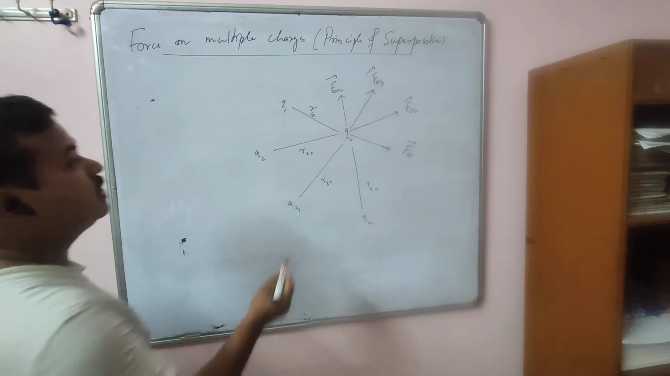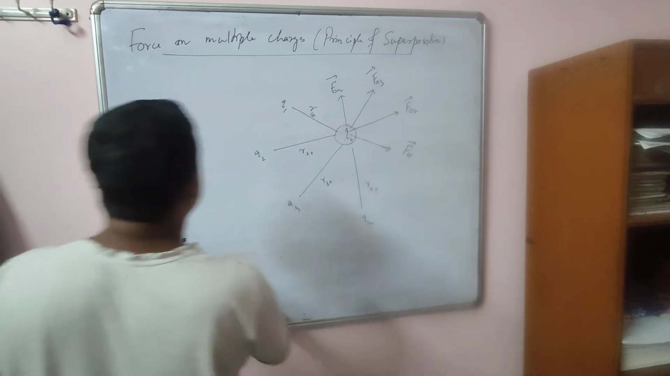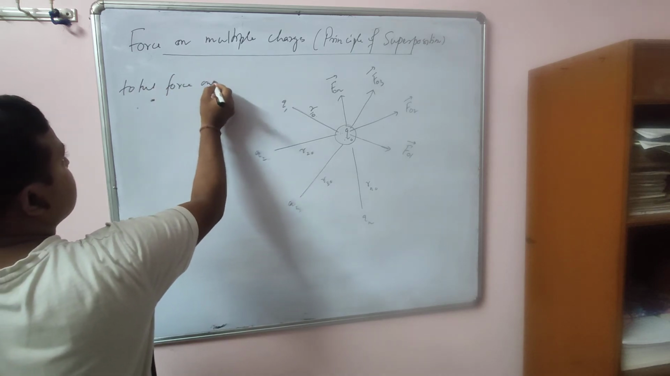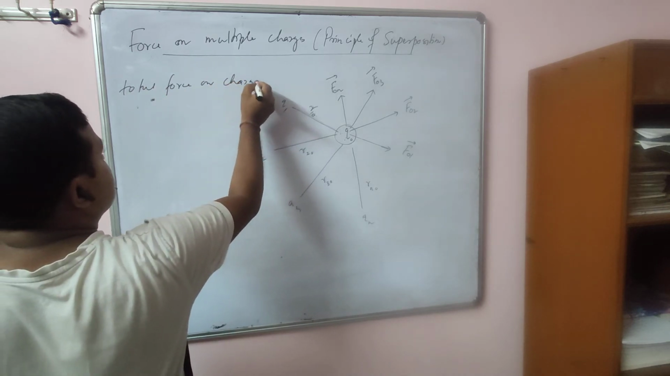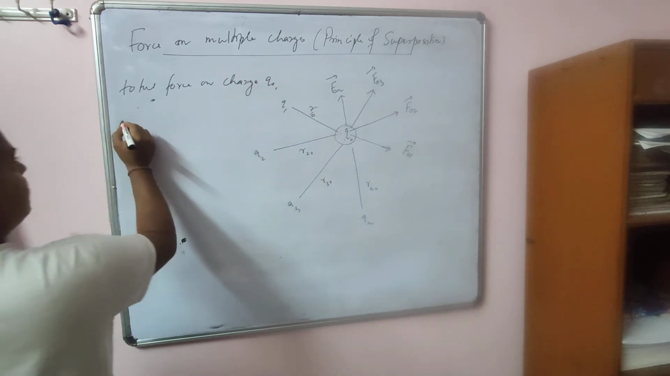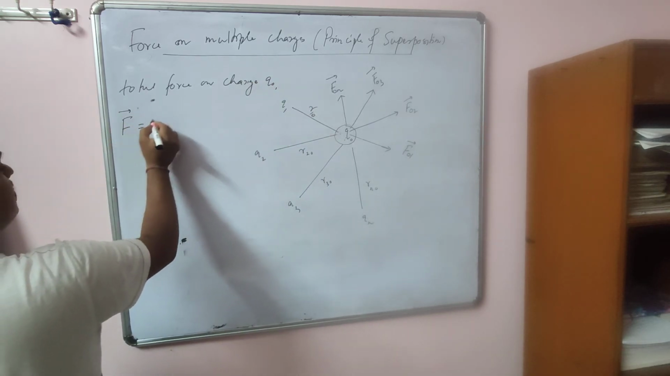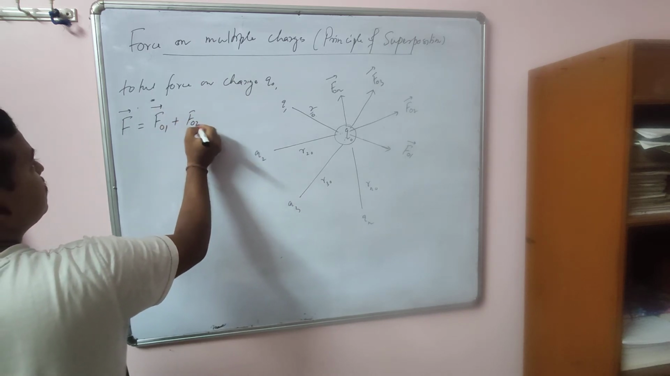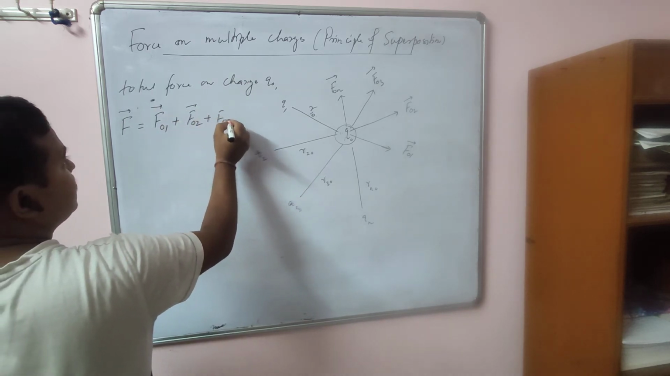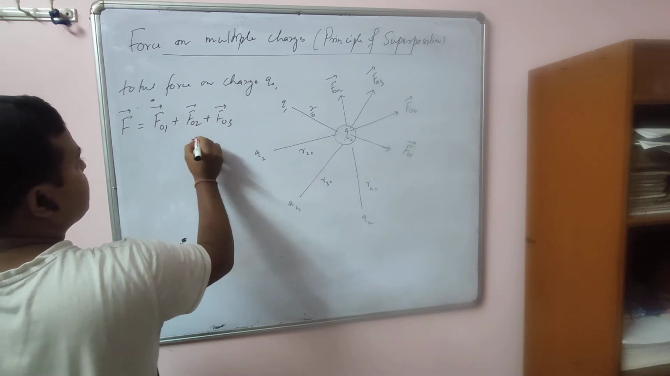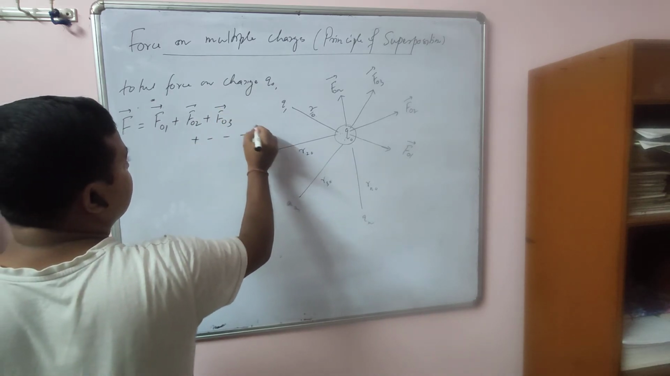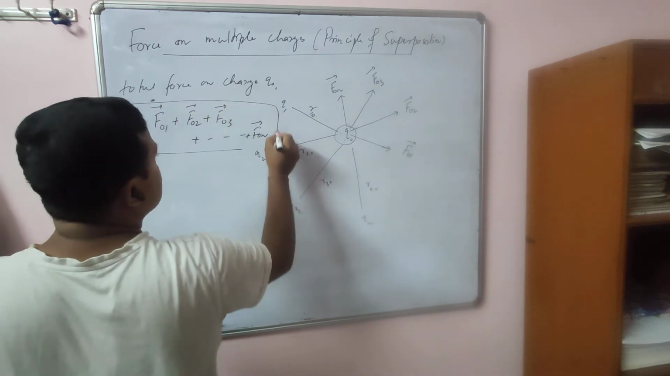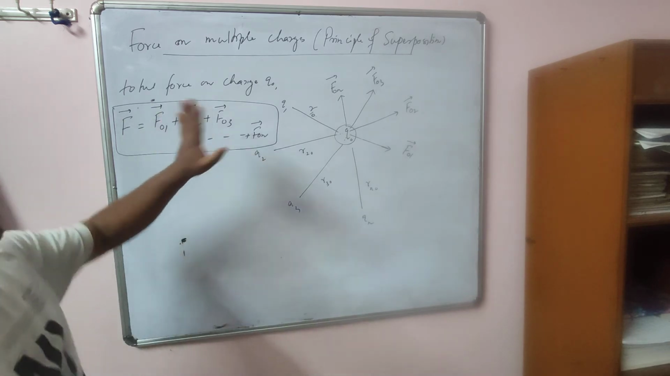So now, what is the total force on this charge? The total force on charge Q0, what is that? F will be the vector sum of all the forces: F01 plus F02 plus F03 up to F0n. Okay. So this is called the superposition principle. This is simple.